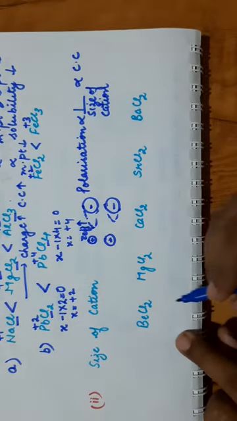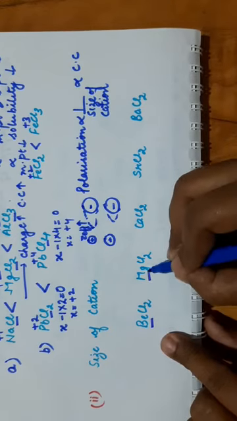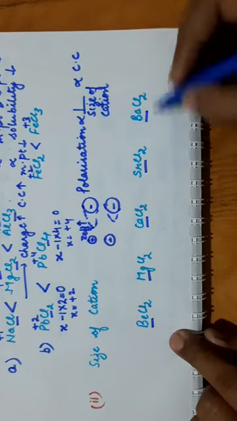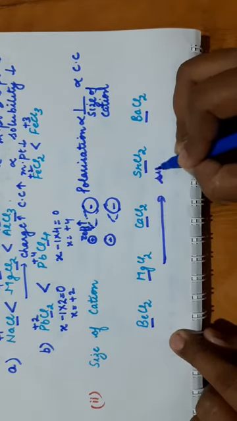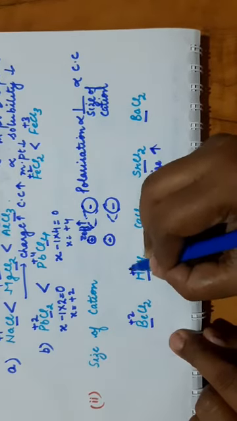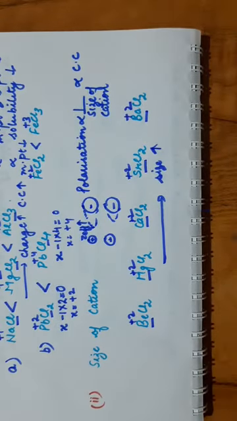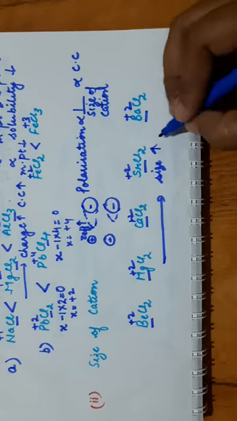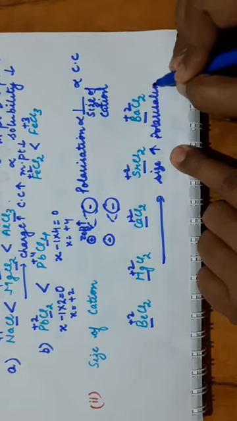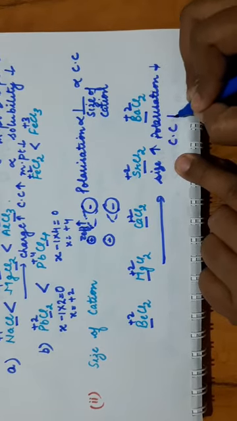Now let us discuss, these are the elements of second group. Cl is common in all of these: beryllium, magnesium, calcium, strontium and barium. They belong to second group. Down the group, what happens? Down the group, size increases. Charge is the same on all of these, so we will discuss about size. As the size increases, polarization will decrease. As polarization will decrease, covalent character will also decrease.